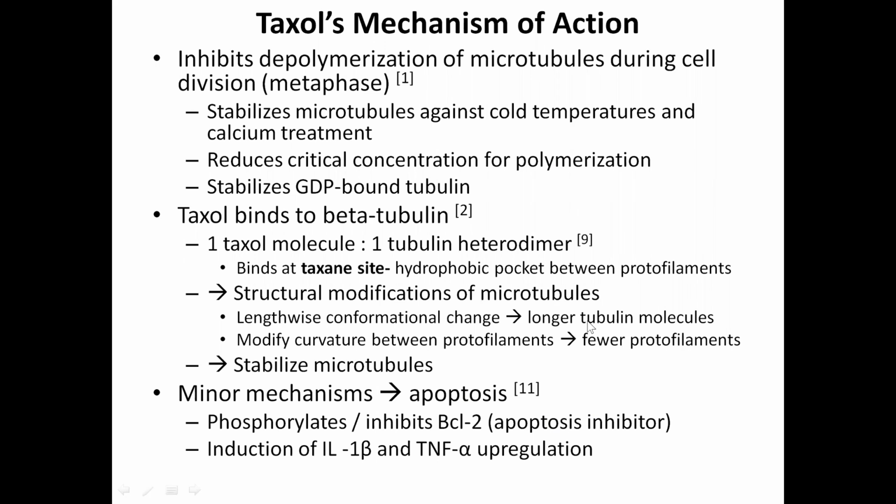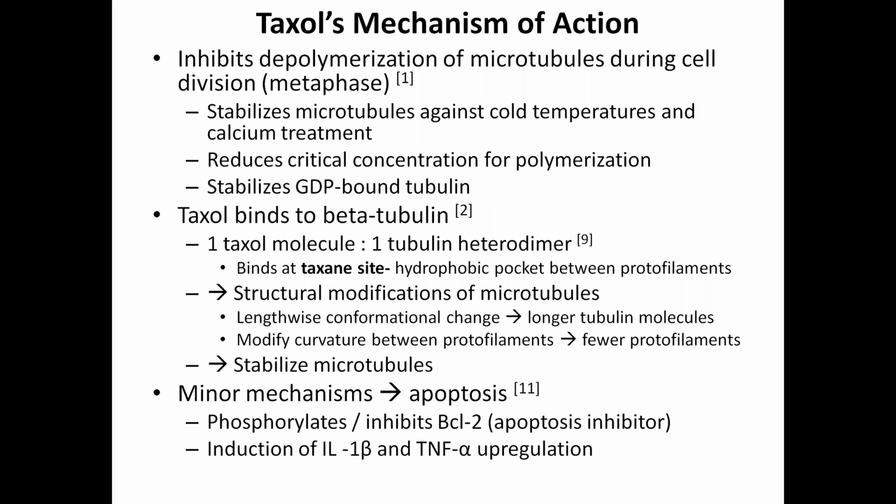So Taxol's mechanism of action is that it inhibits depolymerization of microtubules during cell division, and this is most important during metaphase. Taxol stabilizes microtubules against cold temperatures and calcium treatment, which are both ways to depolymerize microtubules. And it reduces the critical concentration for polymerization, which means that you need less tubulin to cause polymerization of microtubules. It also stabilizes GDP-bound tubulin.